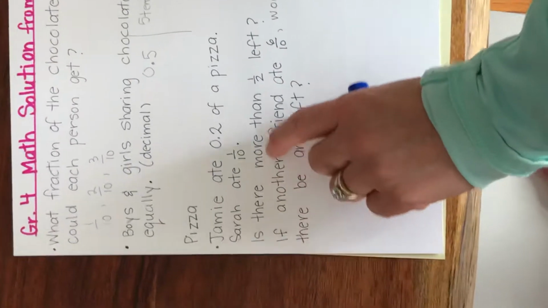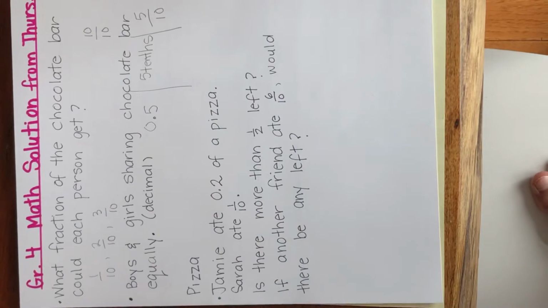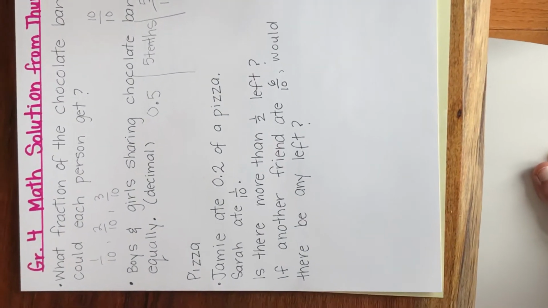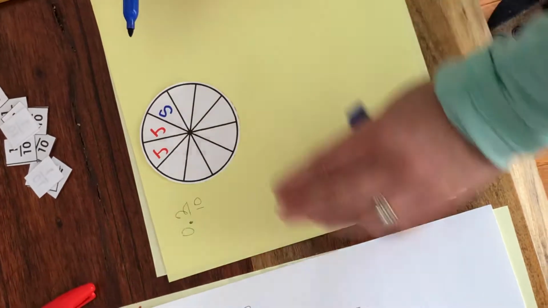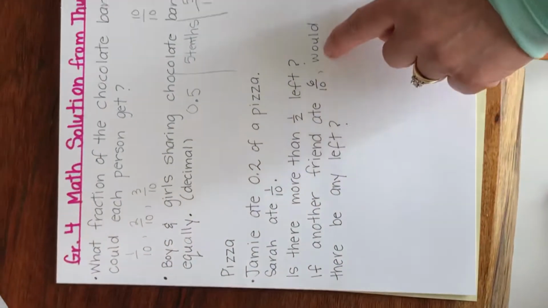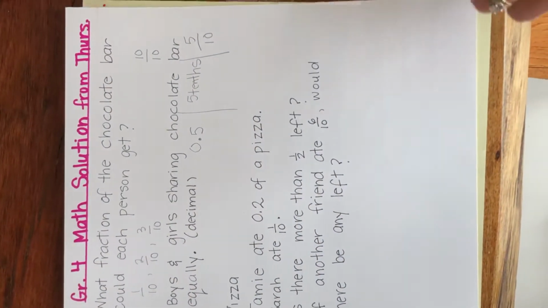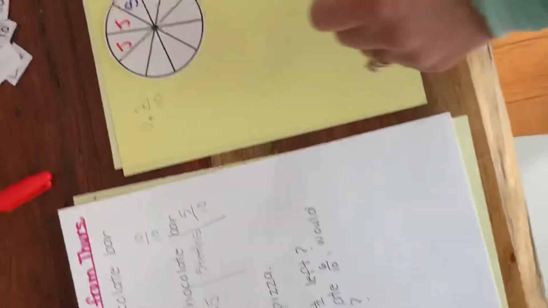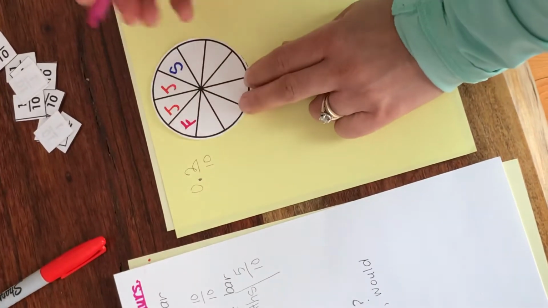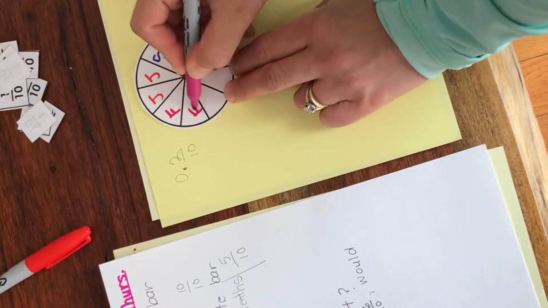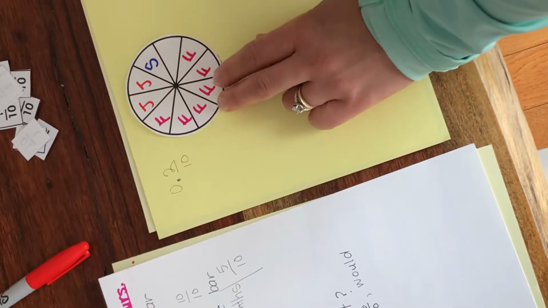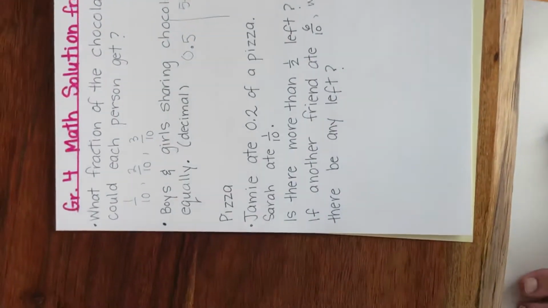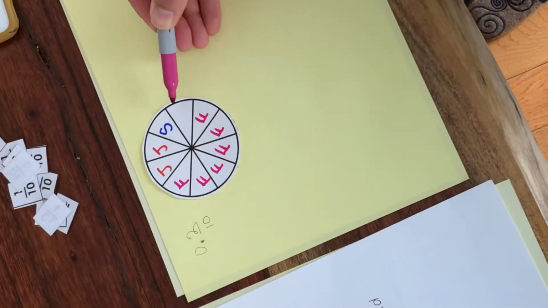So it says, is there more than half left? Yes, there's more than half left because there's 1, 2, 3, 4, 5, 6, 7 pieces. There's 7/10 left. It says, if another friend ate 6/10, would there be any left? So let's do friend. They ate 6 out of 10: 1, 2, 3, 4, 5, 6/10. Would there be any left? Yes, there would be 1/10 left.